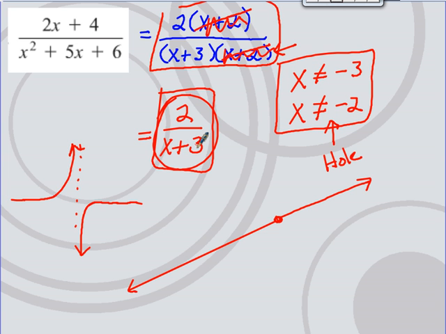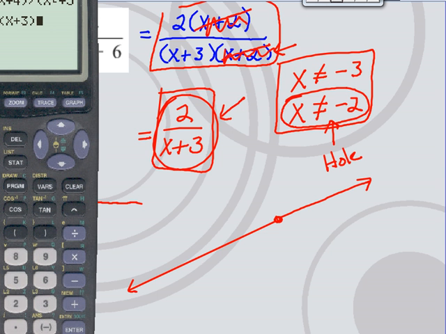The only difference between this graph and this graph is this one's going to be missing what? Does anybody notice it? This graph will not have that hole, would it? So when you have that removable discontinuity, here's your proof. Here's the first graph, and there's that asymptote line right there. And then here comes your second graph.